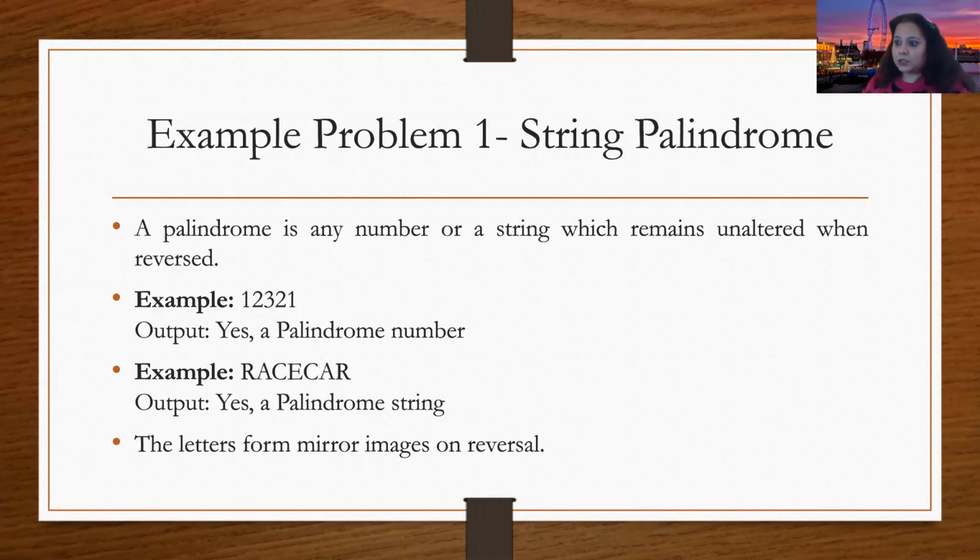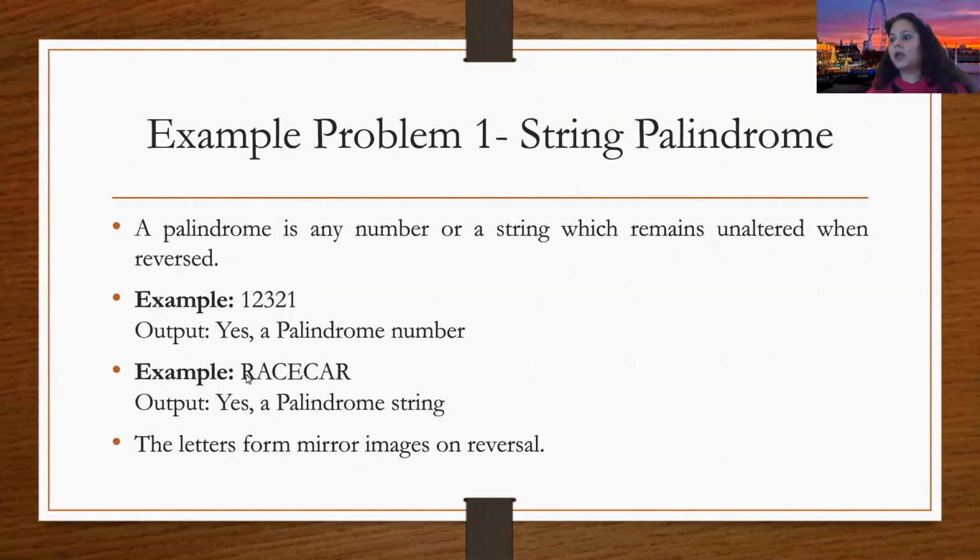Now, what is a palindrome? A palindrome is any string, or any number, which reads the same if you start from the first index or from the last index. Looking at an example here, 1, 2, 3, 2, 1. When you read it from the front, it is 1, 2, 3, 2, 1. If you read it from the back, it is 1, 2, 3, 2, 1.